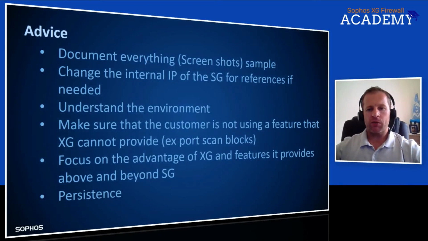And then make sure the customer is not using a feature that XG cannot provide. One example is port scan blocks. It's a feature that's not available on XG as yet. It will come out soon. But if there are very technical people at the customer and they were using this feature, they're going to complain that you moved them to XG. So just make sure that all the features they require are already on XG. In version 18, most of it is there, but there are still small things like the port scans that can cause you issues.